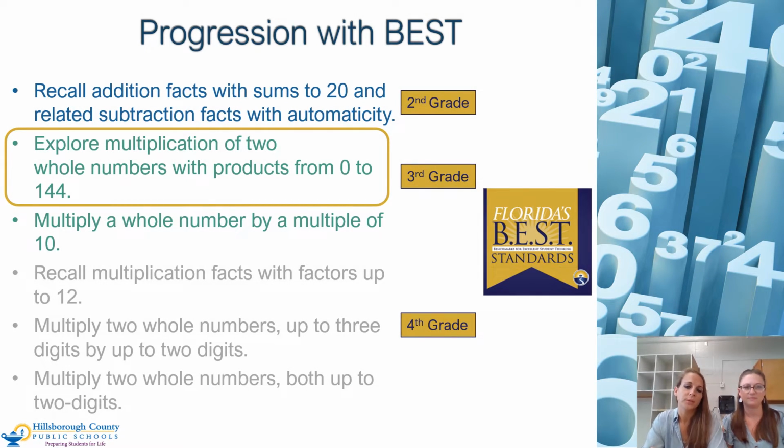Look at the progression with the new BEST standards. In second grade, students worked a lot with repeated addition and creating arrays and really starting to build those facts, whether they know they're multiplying or not. Now we're just taking it a step further and bringing in the multiplication of 2 whole numbers with products between 0 and 144. This is going to help lay the foundation of multiplication for our students when they start multiplying multi-digit numbers in 4th and 5th grade. So we want to make sure that our students are really getting a strong foundation with those concrete and representational models before we move to the more abstract models and different standard algorithms that we may see in the future.